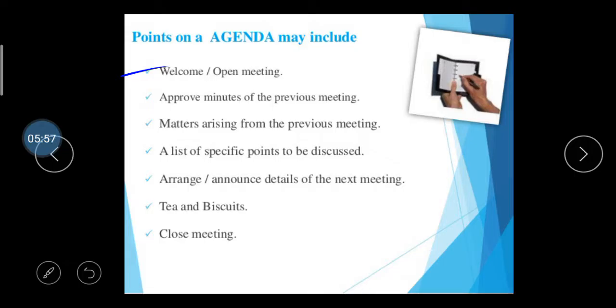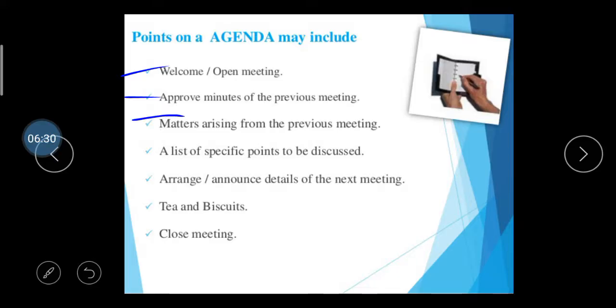First of all, welcome and opening of the meeting. For example, at 9 p.m. the meeting opens and the welcome speech is given by the secretary or the chairperson. The second one is to approve the minutes of the previous meeting. You have to approve that in the last meeting these topics were discussed and this decision was taken. So here you have to approve the minutes from the chairman.